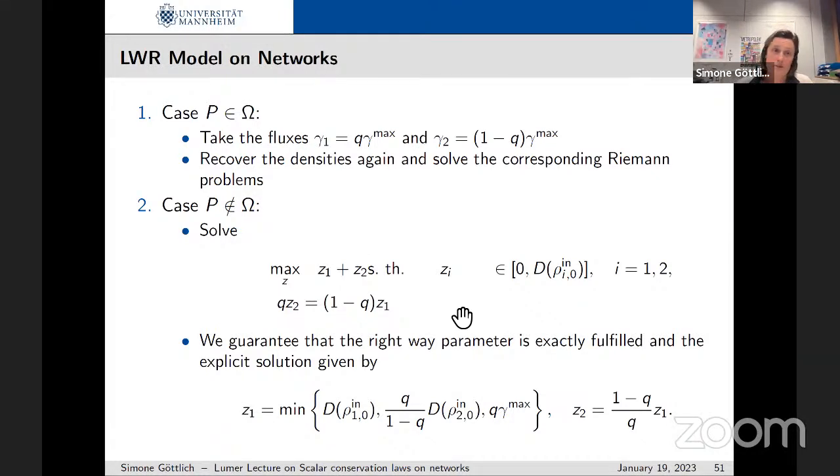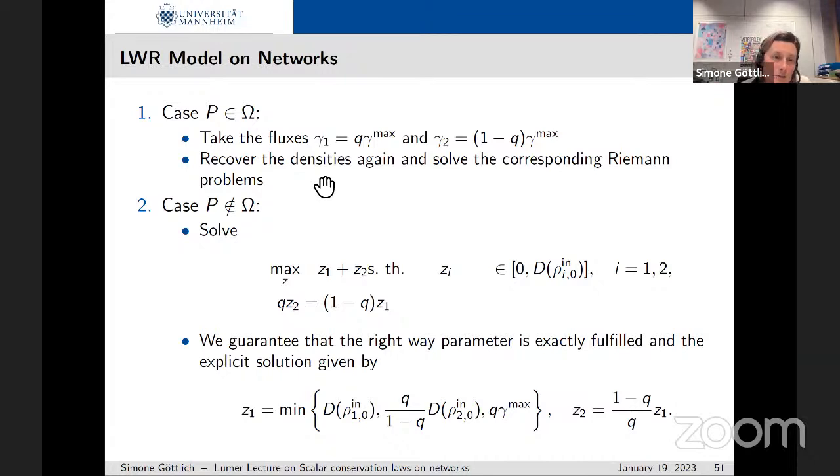So the first case is that P is in omega, but then it's quite clear that the fluxes gamma 1 and gamma 2 are given in that way, and the densities can be recovered again, as we have already seen for the case of the other type of junction. So there's no new problem that may occur.